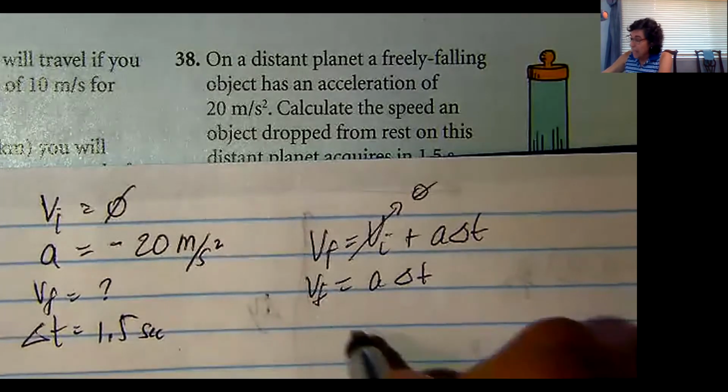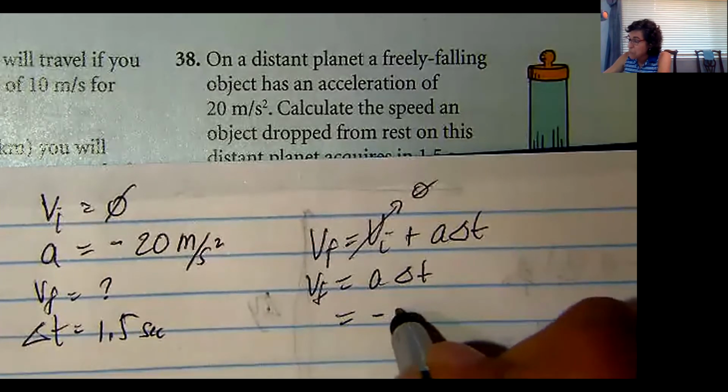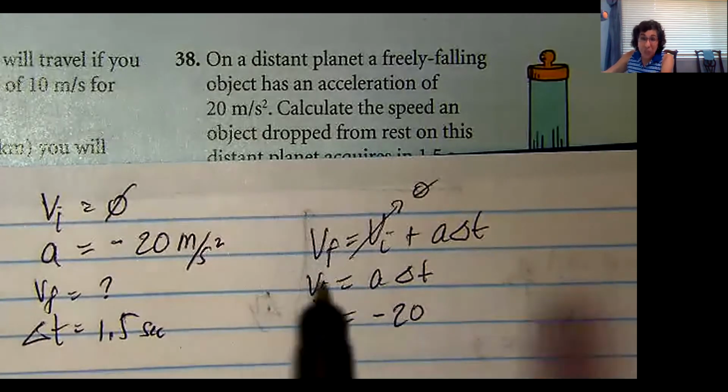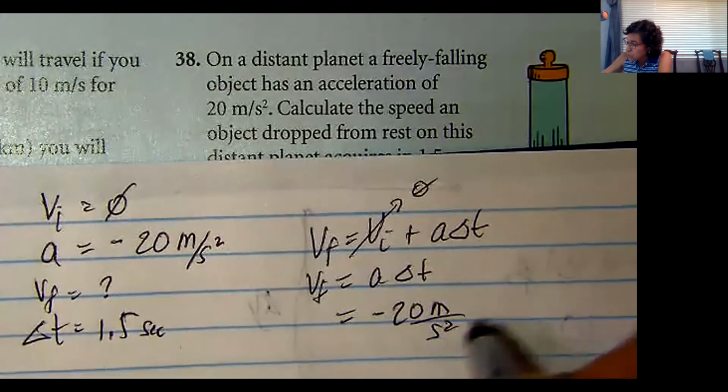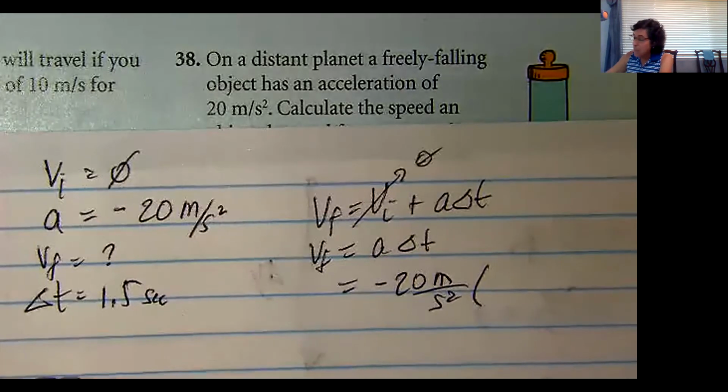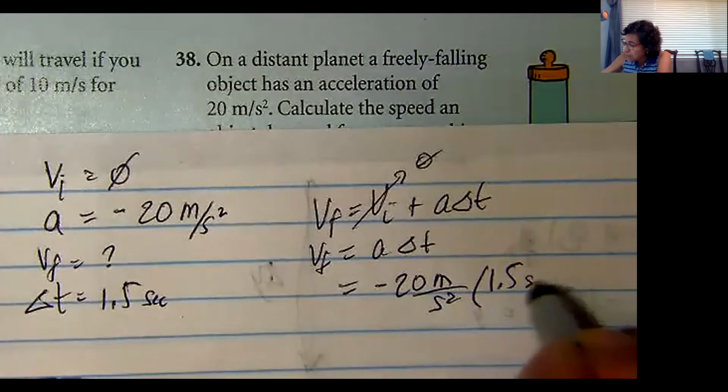Now we can plug that in. A has got to be negative. You've got to remember, if it's acceleration due to gravity, that's what's making it fall down. It's got to be negative. So I have negative 20 meters per second squared. And they told me the time is 1.5 seconds.